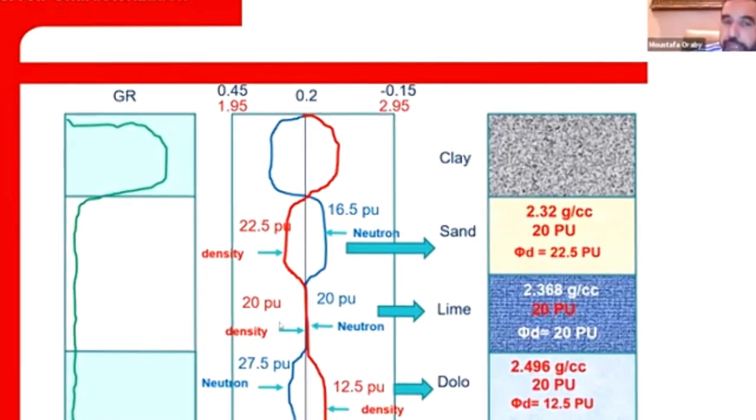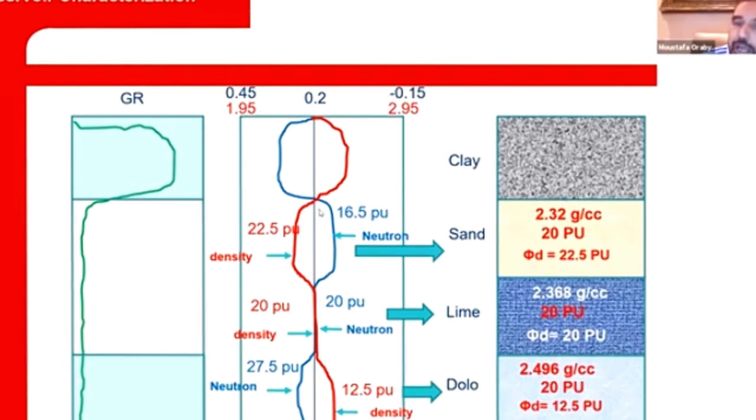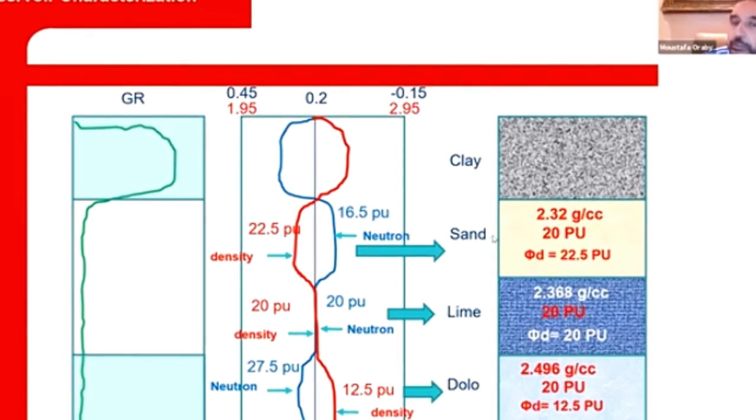We understood here that the porosity became 22.5 as a density porosity, and the neutron is reading less for sand. So the neutron is reading less for sand and the density porosity is higher. Neutron and density are overlaying with the same porosity for lime, as expected. But also the porosity became high from the neutron and the porosity from the density became low in front of dolomite. You all agree? Which one is the right one?